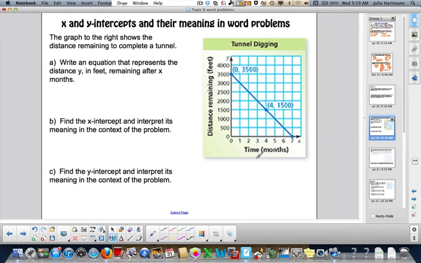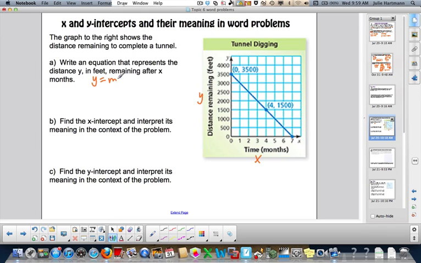Now, the next thing we're going to talk about is x and y intercepts and their meanings in word problems. The graph to the right shows the distance remaining to complete a tunnel. Write an equation that represents the distance y in feet remaining after x months. So this is our distance remaining, that's y. This is our x. So what can we find from the graph? How do we write an equation?